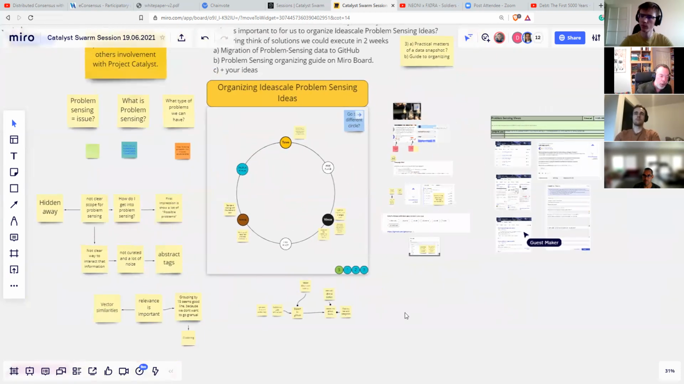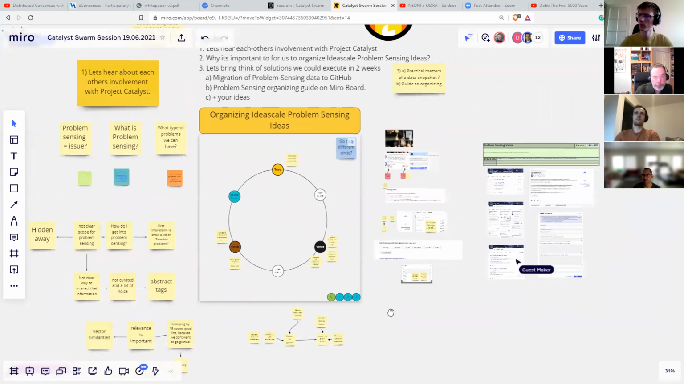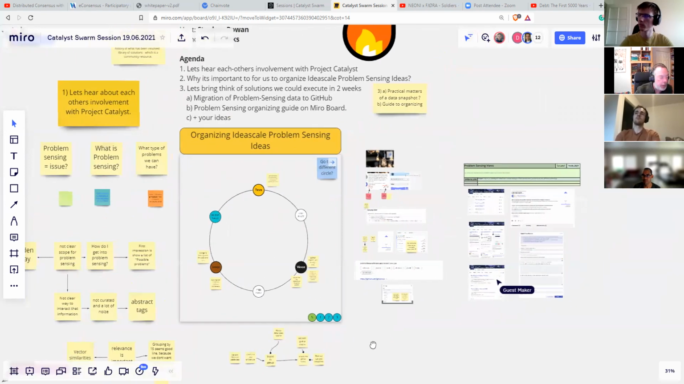What do you think? And also, what do you think, George, about a repo? If you set up a repo, you can also put all your documentation there as well, can't you, about what you're doing?